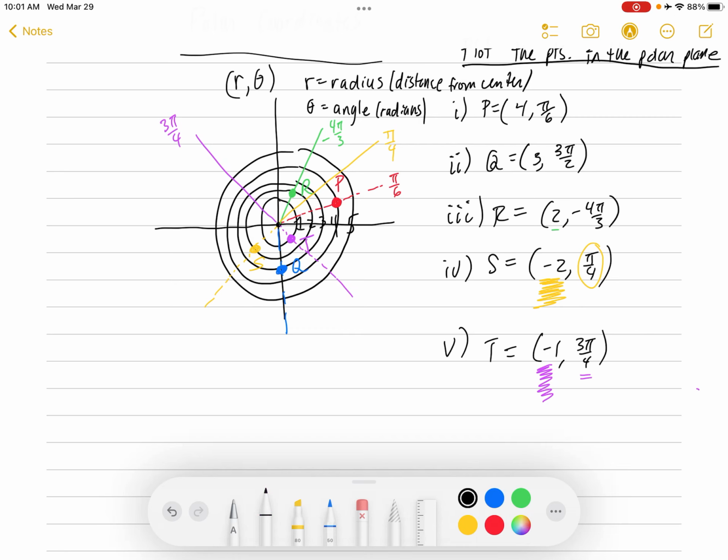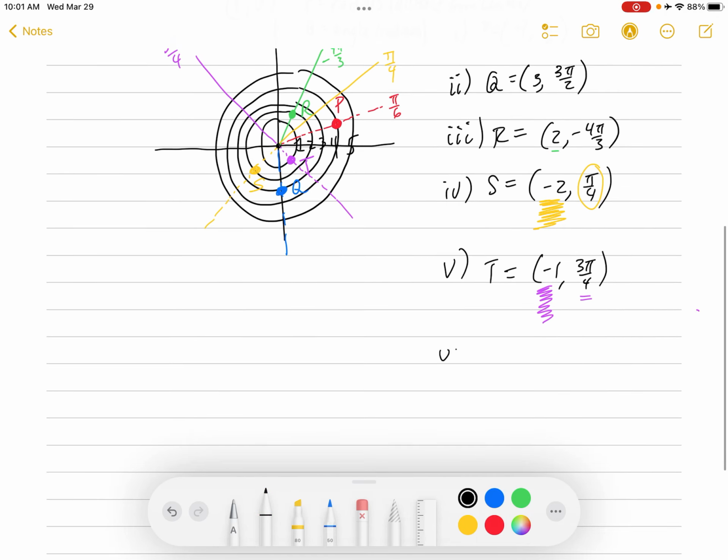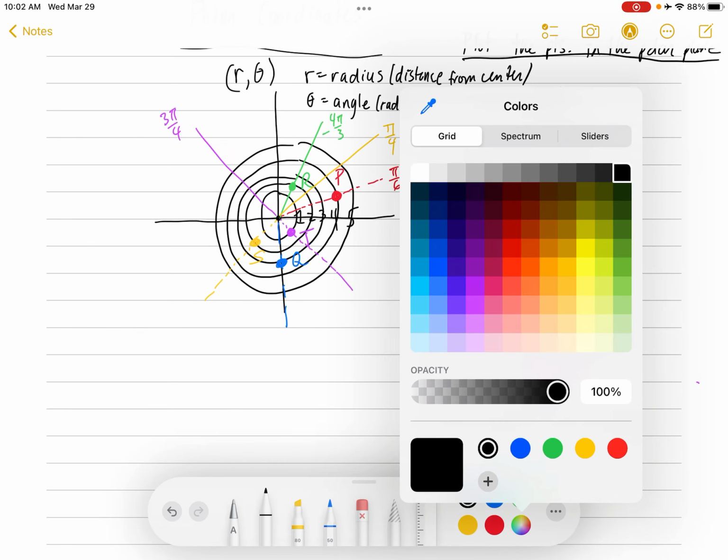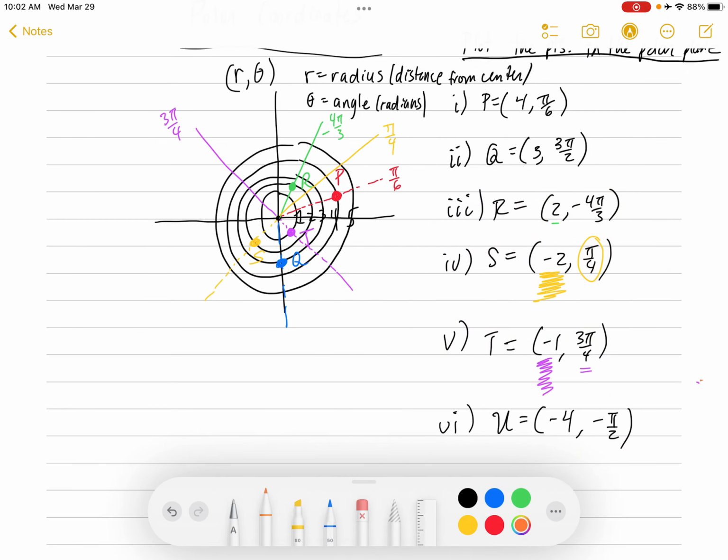All right, so that's plotting some polar points. Okay, let's do one more. This one is number 6. So here we have U, negative 4, and negative pi over 2. So first you have to go negative pi over 2. What color are we going to use for that? We're going to use an orange, right?